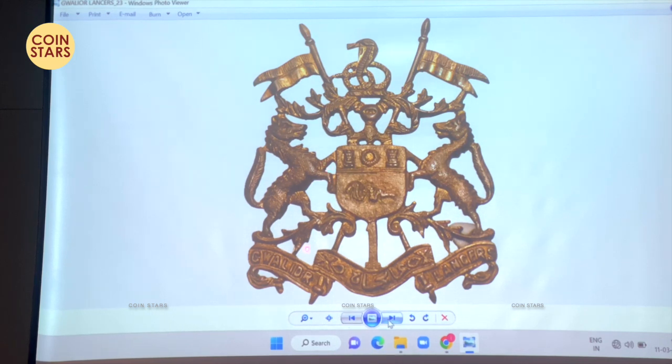Next. This again is Gwalior. Lancers is a cavalry regiment of Gwalior state. Again the cobra and the flags.